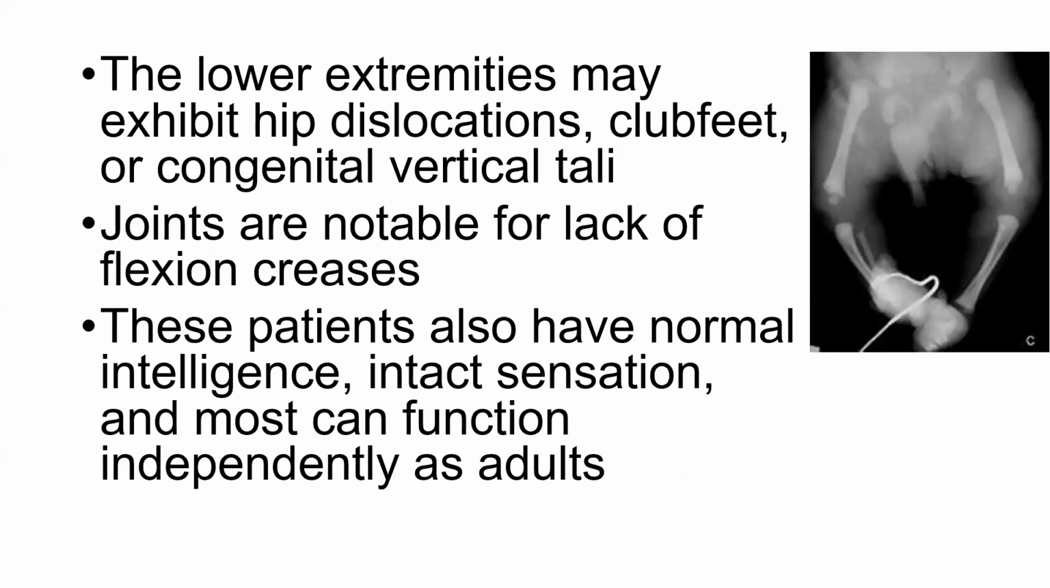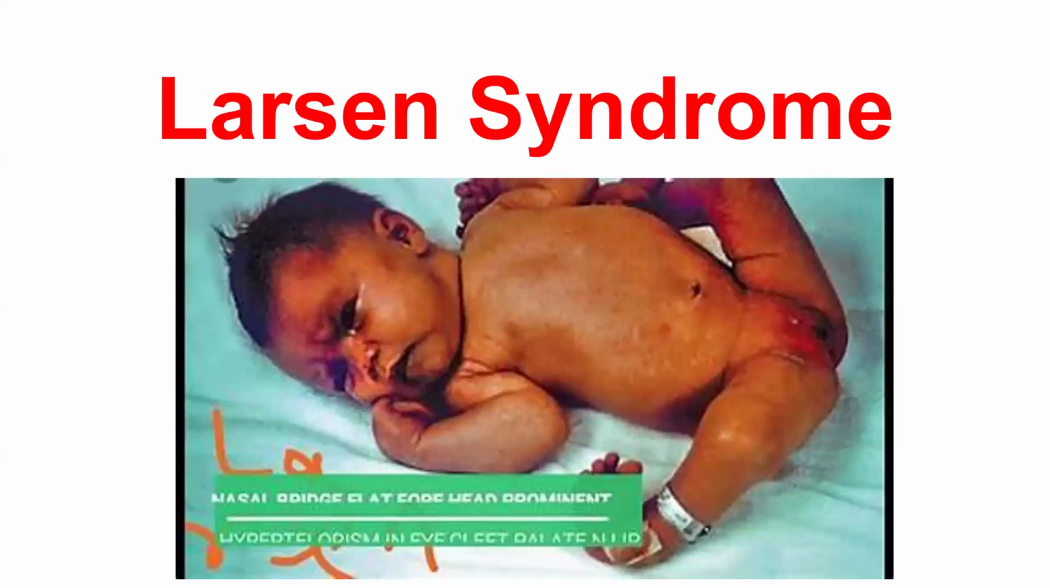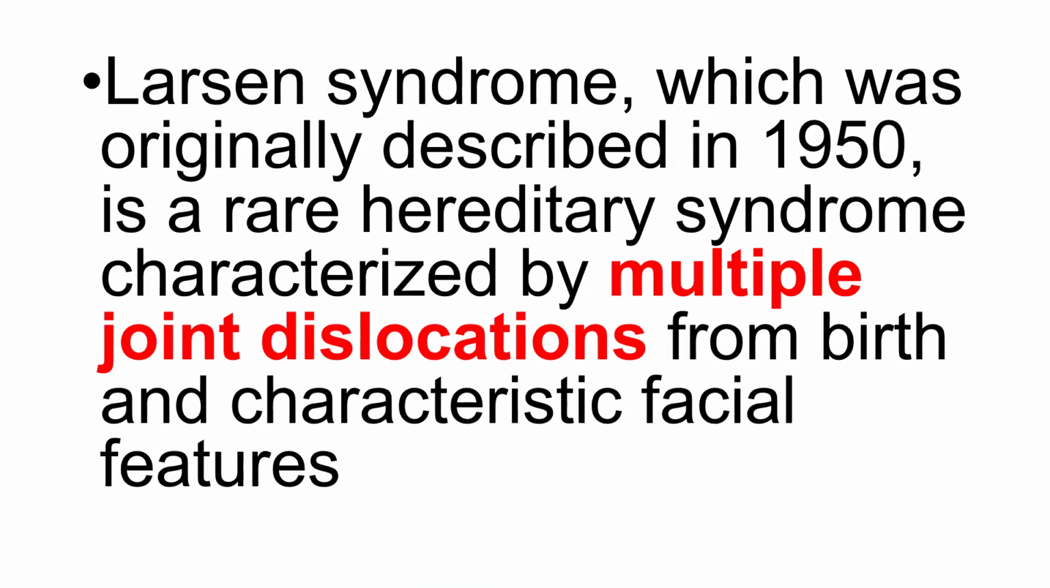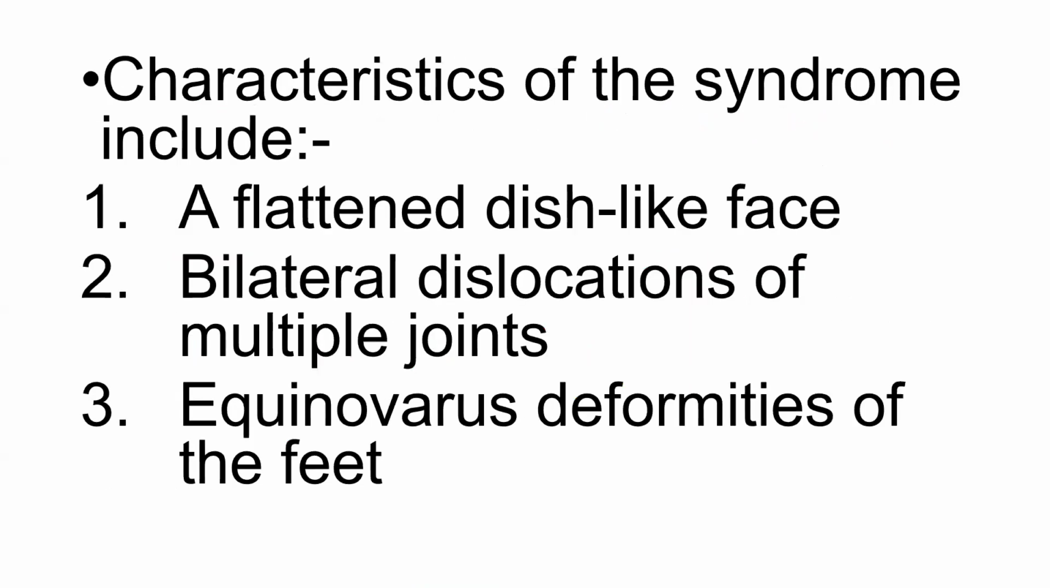What about Larsen syndrome? Larsen syndrome, which was originally described in 1950, is a rare hereditary syndrome characterized by multiple joint dislocations from birth and characteristic facial features. The characteristics of the syndrome include a flattened dish-like face, bilateral dislocations of multiple joints, equinovarus deformities of the feet.